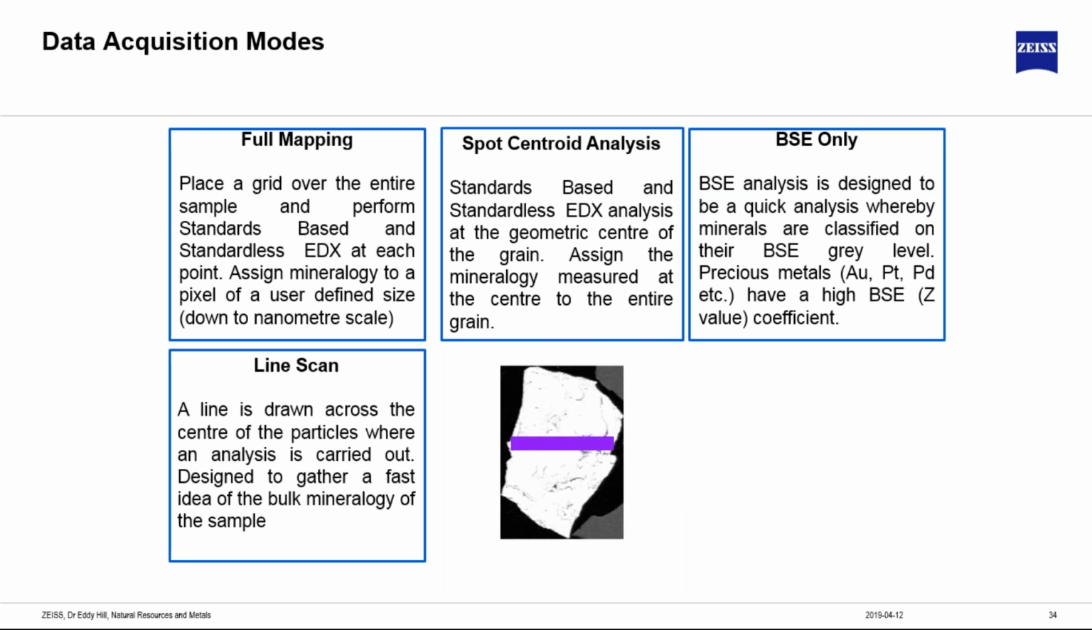We also provide a method for line scan. If modal mineralogy is all that we need, then analyzing a line through the center of a large number of particles provides the same modal mineralogy as mapping the entire sample. This has been proven time and time again. But instead of spending 1 or 2 hours analyzing a sample, we can spend a couple of tens of minutes doing so. So again, it's just providing efficiency and a flexible way in which to obtain the data that we need.